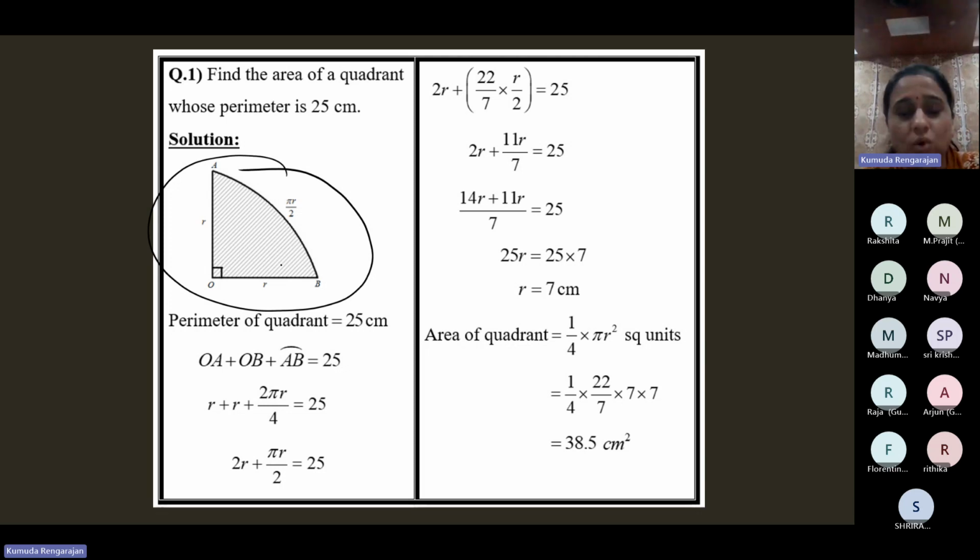A quadrant, we know, is 1/4 of a circle. And a quadrant is also a sector because it's bounded by two radii, OA and OB, and an arc, AB.